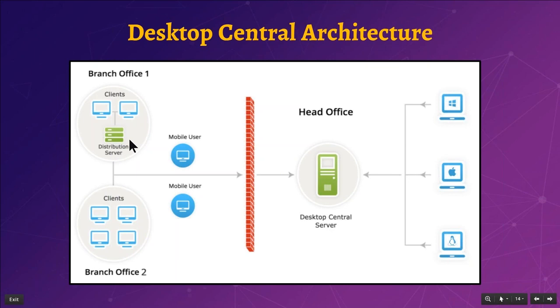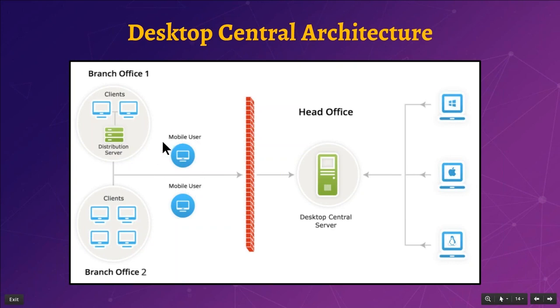So what is this distribution server? If you have concerns with bandwidth, you can use this. If you're creating a patch task or a software task on the server, instead of allowing all the client machines to communicate with the main server to download the packages or software, this distribution server alone will communicate with the main server and replicate the packages over here. Agents will download the packages or the patches from this distribution server and install them. This feature helps you to manage the bandwidth efficiently.